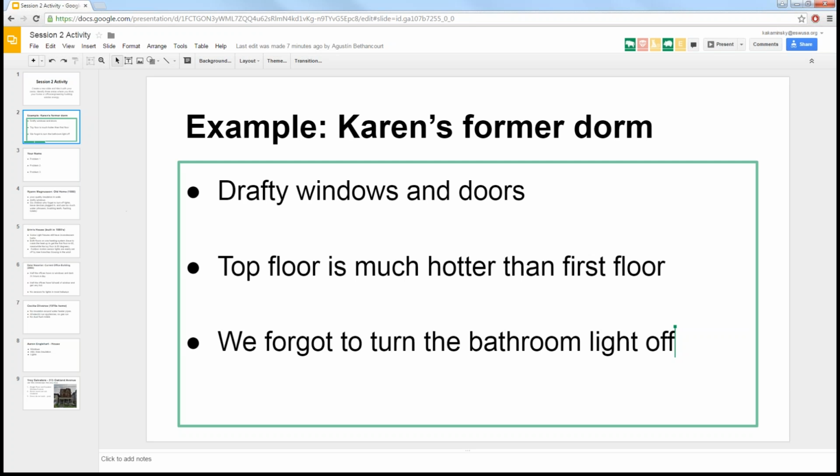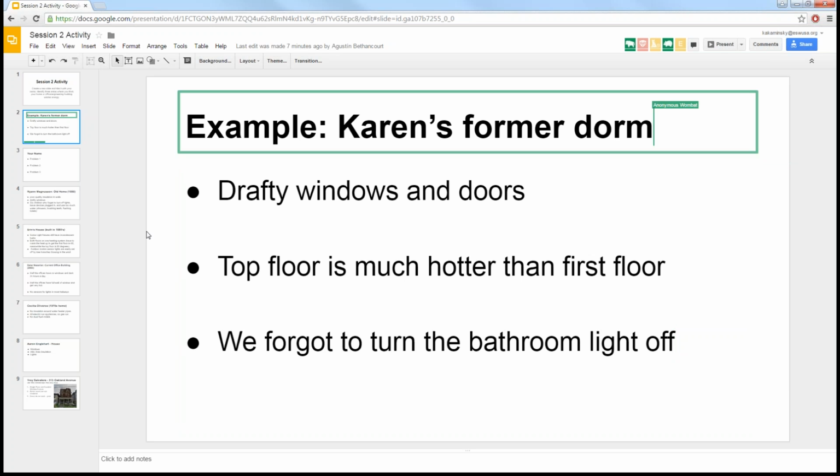And then one other thing is that we forgot to turn the bathroom light off all the time, and this is an example of a lighting upgrade. That would have been a good use of a motion sensor, things like that, although as you saw just a few minutes ago, motion sensors can be a little problematic. I guess I wasn't moving around enough for the one in my office.